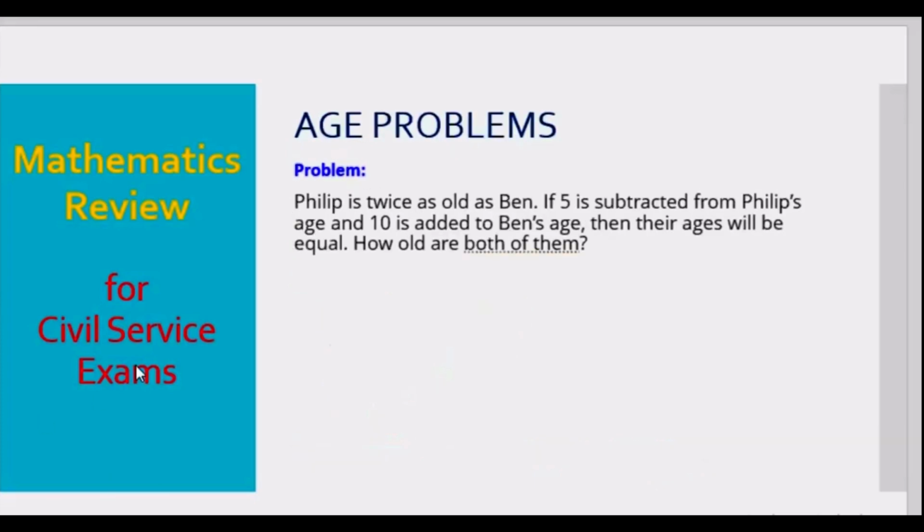Next. Philip is twice as old as Ben. If 5 is subtracted from Philip's age and 10 is added to Ben's age, then their ages will be equal. Please take note of the conditions, because this is a tricky one, not just simple, but it is easy to understand. The question is, how old are both of them?